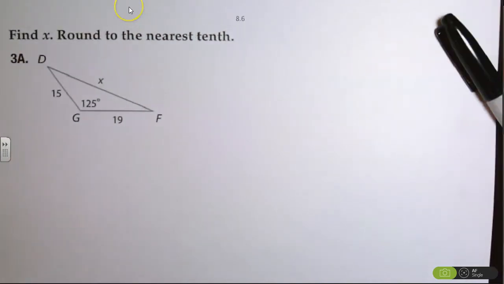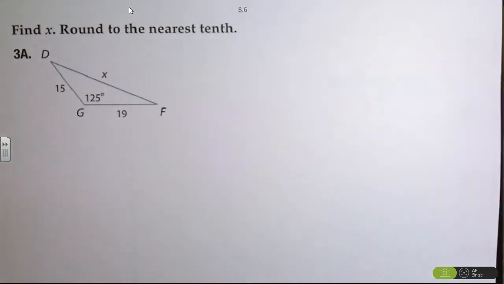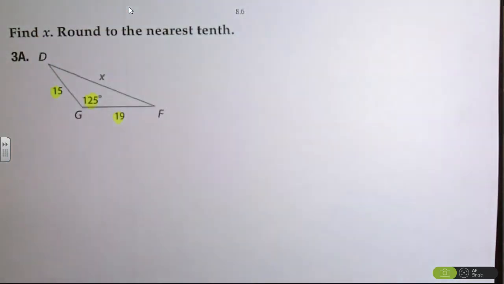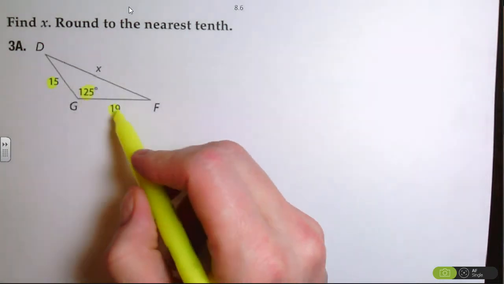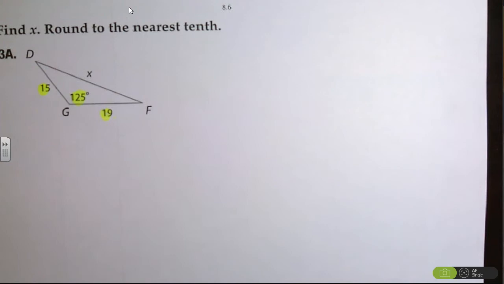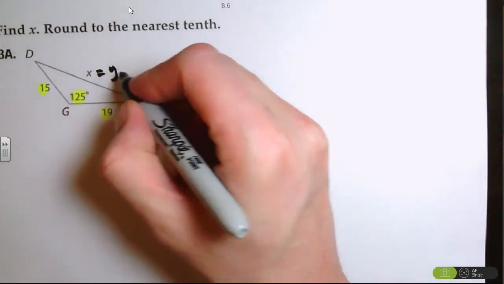Okay, so law of cosines. I picked 3a because the letters don't match. With law of cosines, you have to know two sides and then the angle between them. You have to know side, angle, side in order to solve something. So the way the formula works is the side you're looking for, let's call this lowercase g.